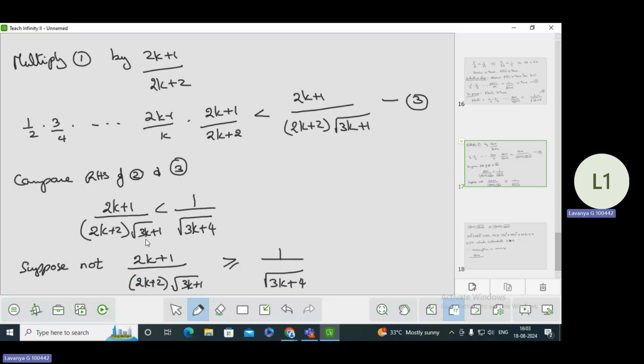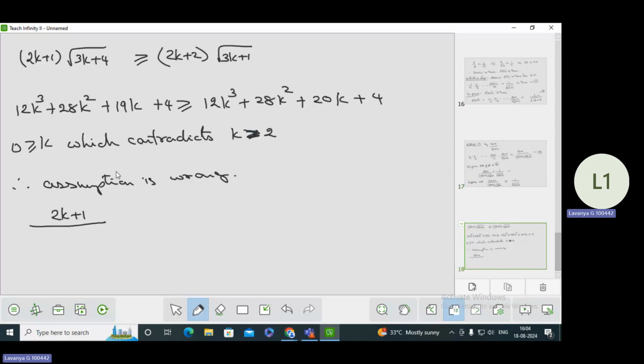2k plus 1 by 2k plus 2 into square root of 3k plus 1 is less than 1 divided by square root of 3k plus 4. So this tells me 2k plus 1 divided by 2k plus 2 into square root of 3k plus 1 is strictly less than 1 divided by square root of 3k plus 4. Therefore, my P of k plus 1 is true.